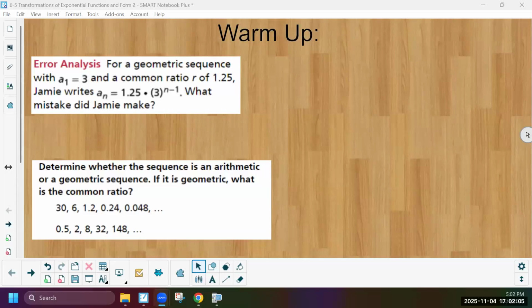Hi, hybrid. Here's the warm up for today. Go ahead and pause and see if you can solve these two on the board.